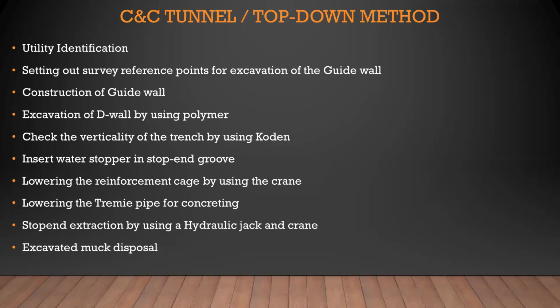The disadvantages of the top-down construction methodology are the inability to install external waterproofing outside the tunnel walls, more complicated connections for the roof slab and base slabs, and potential water leakages at joints between the slabs and the walls.